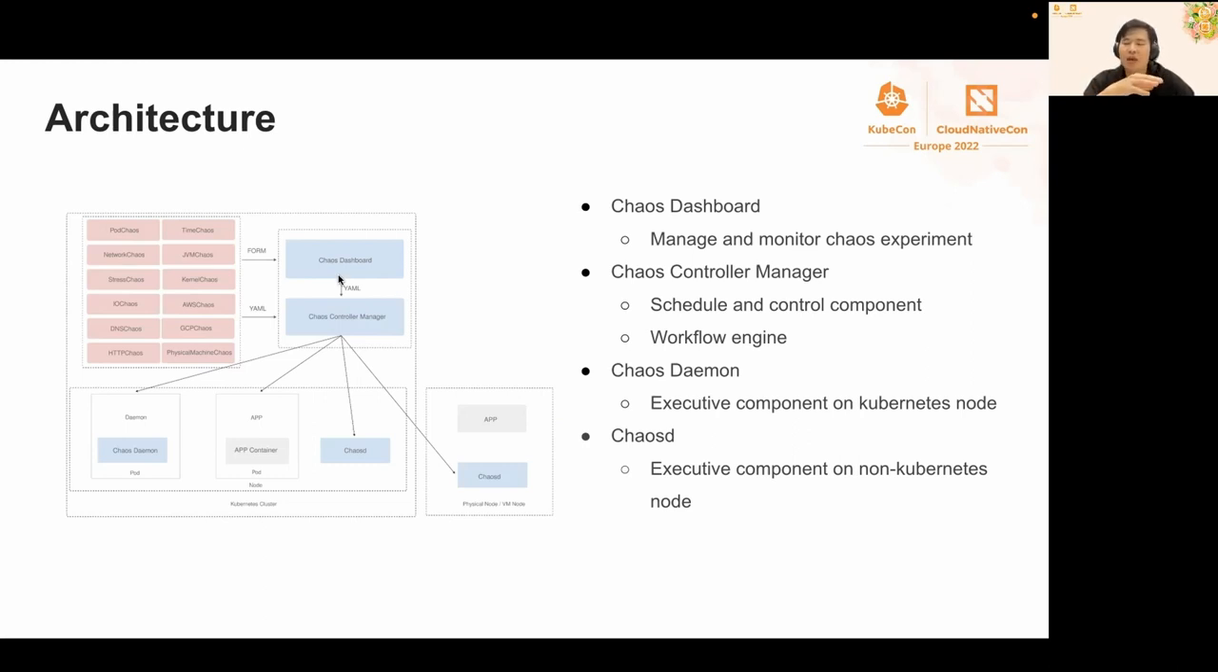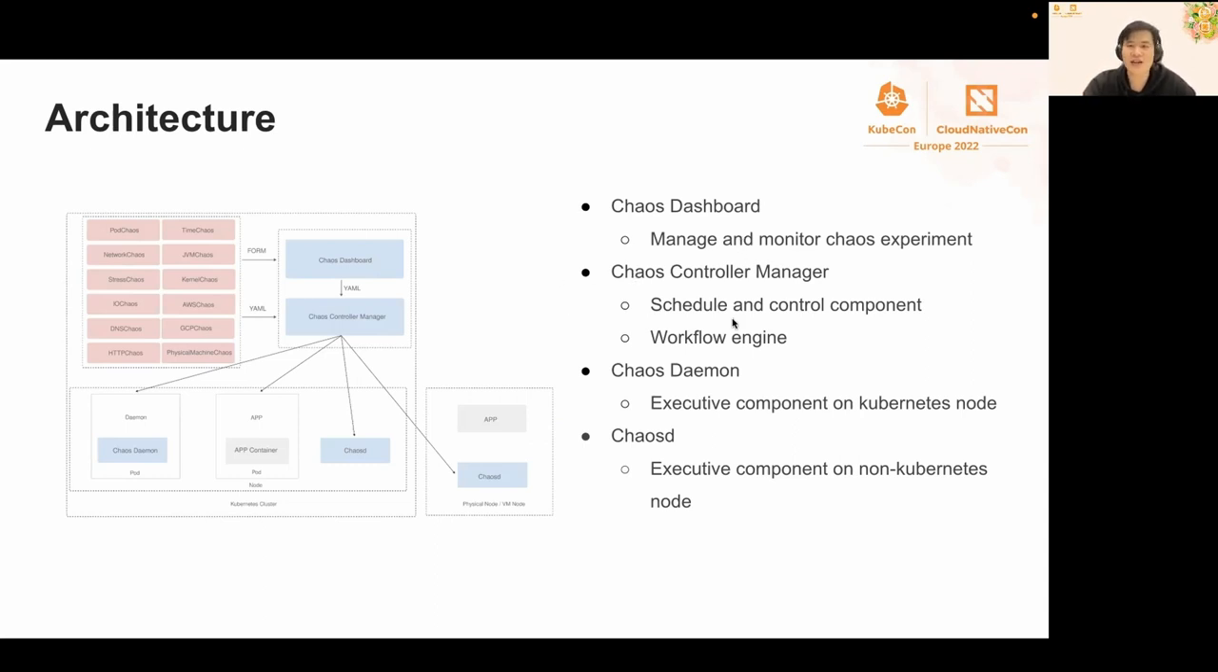If you are familiar with Kubernetes and the operator mode, you will be familiar with Chaos Mesh, because the architecture is very easy and very simple. You can see that Chaos Mesh includes four components. The first one is Chaos Dashboard. It's a web UI for users to manage and observe chaos deployments.